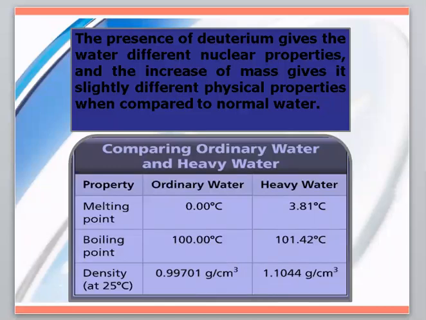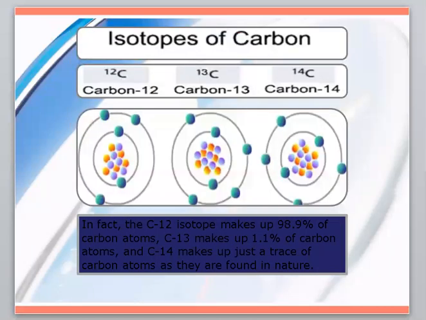It is due to the physical properties. These physical properties are due to the heavier mass number. Come to the isotopes of hydrogen. Hydrogen shows three types of isotopes.